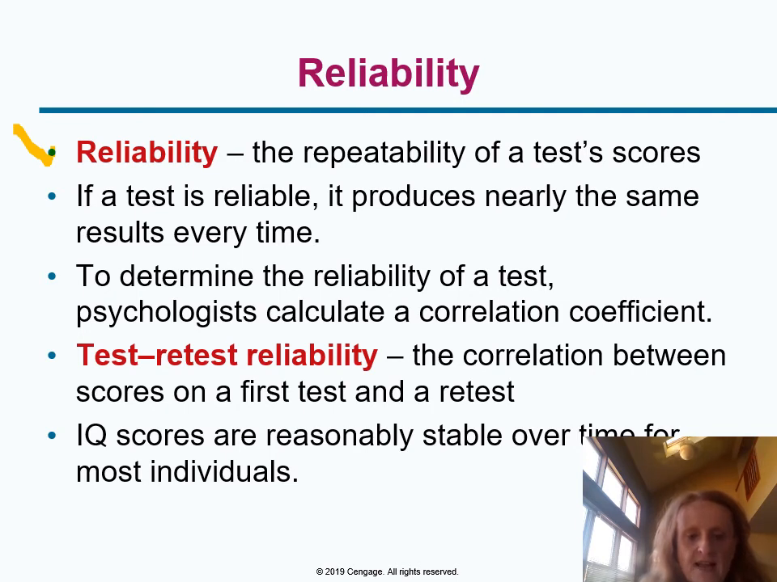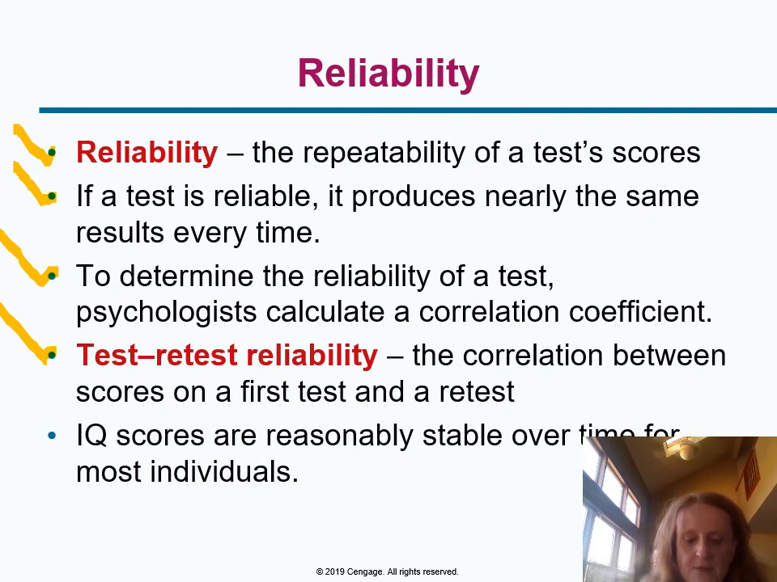If a test is reliable, it produces nearly the same results every time. To determine the reliability of a test, psychologists calculate a correlation coefficient, and this can be done by test-retest reliability, which is the correlation between scores on a first test and a retest, or a division of a test, as I will explain. A correlation coefficient measures how accurately we can use one measurement to predict another.